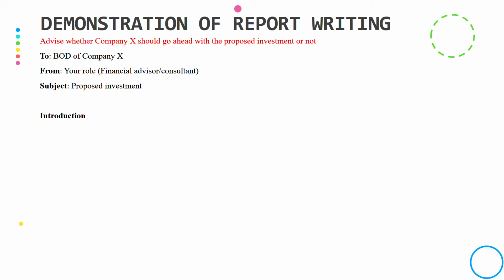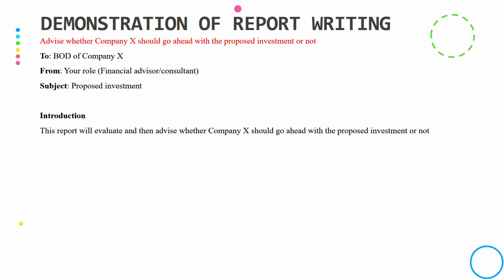Coming to introduction. After that, introduction. How am I going to write the introduction? Just see. This report will evaluate and then advise whether company X should go ahead with the proposed investment or not. Only this much. Only this is your introduction. That's it. But remember, there are other ways. If you see your answer paper, there are many ways of writing introduction. This is just one way. Okay, this report will... You can even write, the purpose of the report is to show whether company X should go ahead with the proposed investment or not.